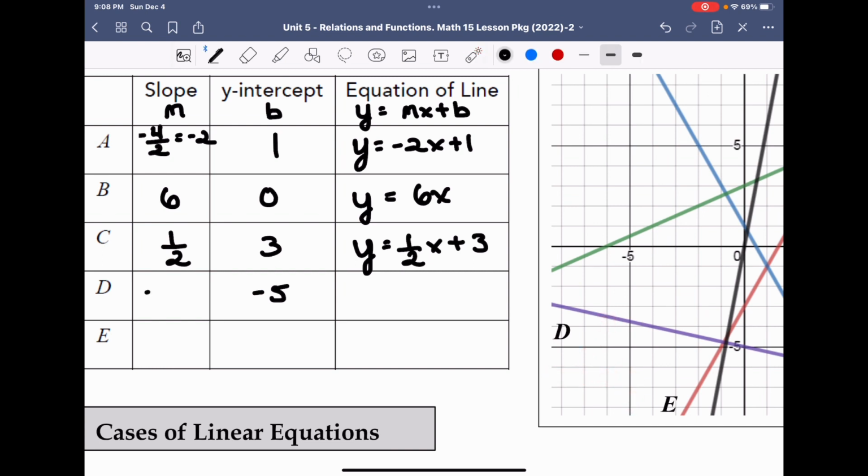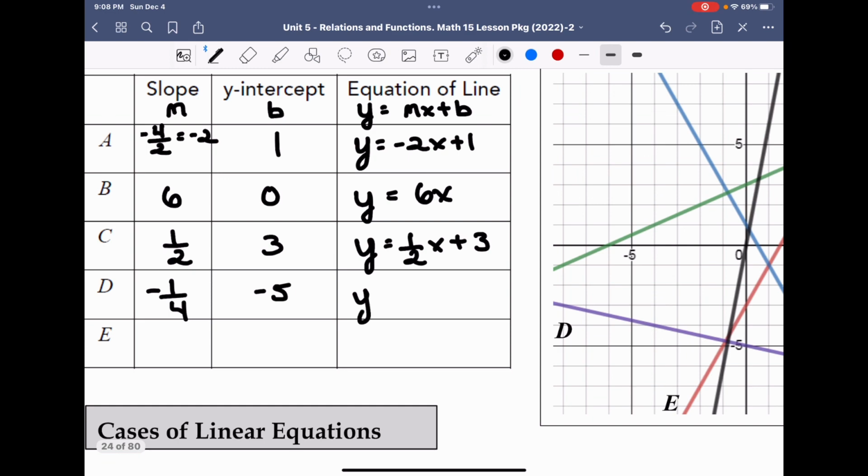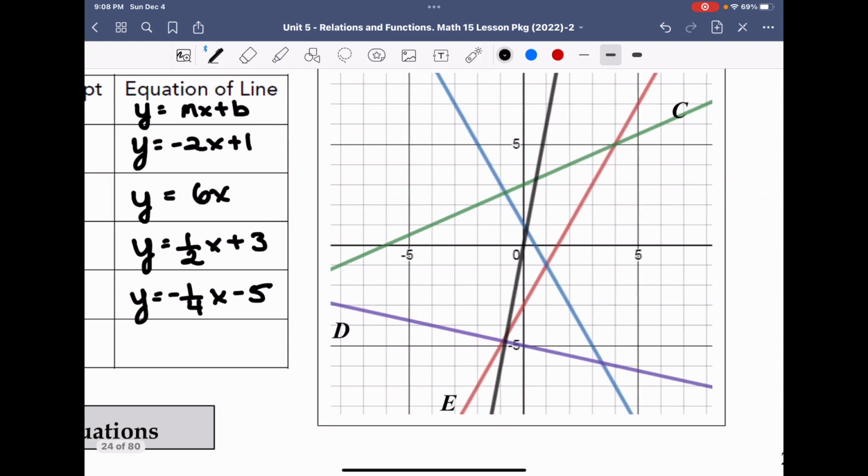So we get -1/4. Now, maybe I'll make this point at the end, so I'm going to save that and I'll make it right at the end here. -1/4 x minus 5. Finally, E.